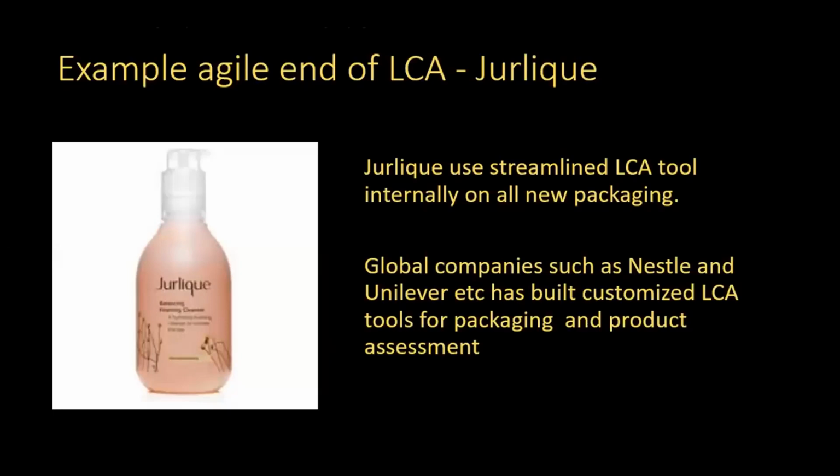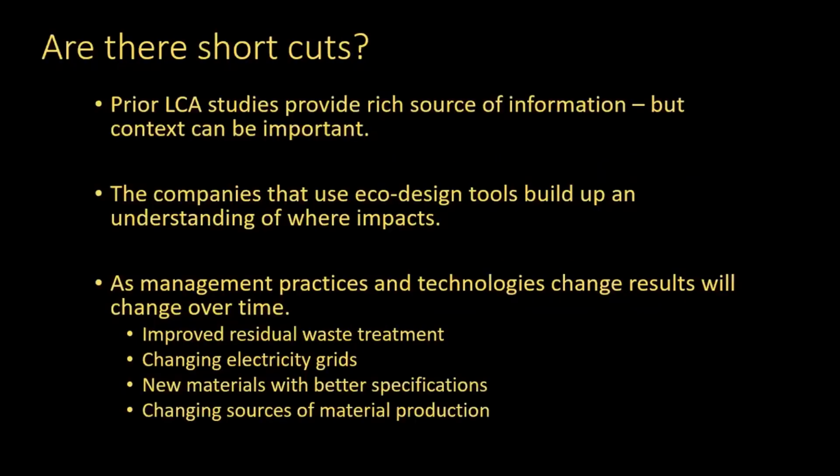Examples of that, Jolique use an LCA tool on all new packaging options, regardless of how it's changed. It's one of the gates they go through in their design thing. Global companies like Nestle, Unilever have customized tools that they've built specifically for their own requirements to look at packaging and product assessment. So these are really internalising the LCA assessment process. Are there some shortcuts?